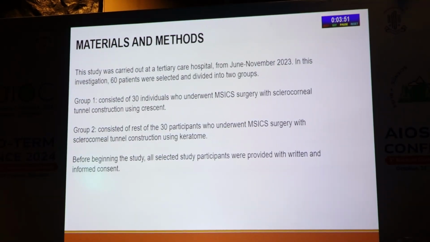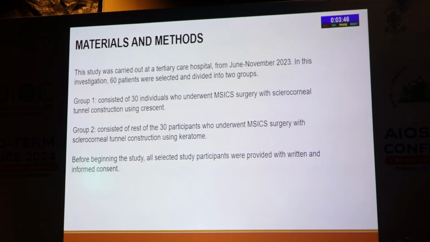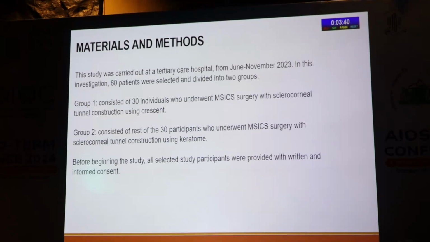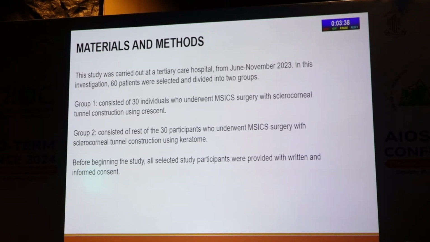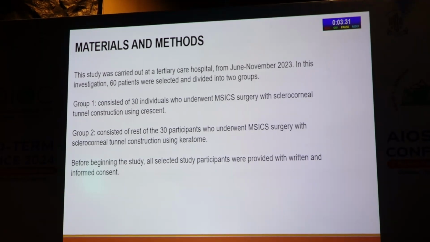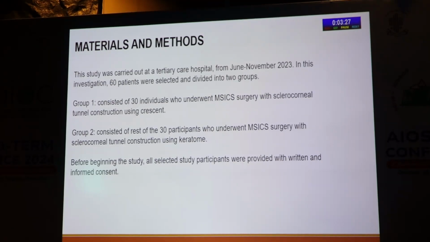Materials and methods. This study was carried out at a tertiary care hospital from June to November in 2023. In this investigation, 60 patients were selected and they were categorized into two groups. First group consisted of 30 individuals who underwent the SICS surgery with sclerocorneal tunnel construction using crescent, and the second group consisted of 30 patients who underwent SICS surgery with sclerocorneal tunnel construction using keratome.